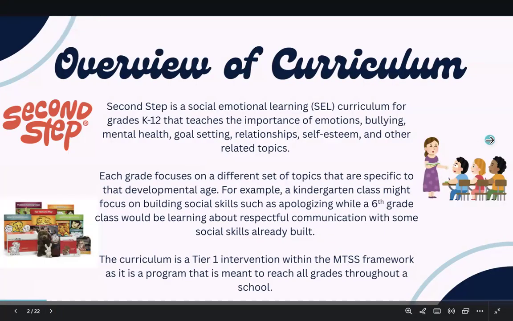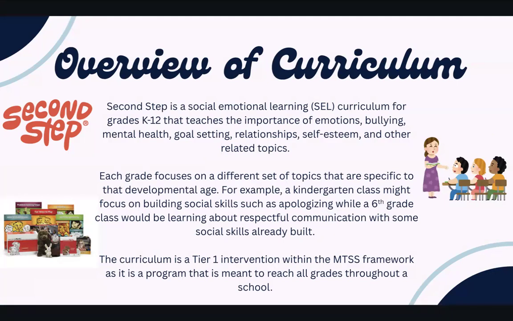Okay, so an overview of the program. Second Step is a research-based social emotional learning, otherwise known as SEL, curriculum for grades K through 12 that is designed to help students develop essential social and emotional skills for success in school and life. Some of the topics the curriculum covers include the importance of emotions, bullying, mental health, goal setting, relationships, self-esteem, and other related topics.